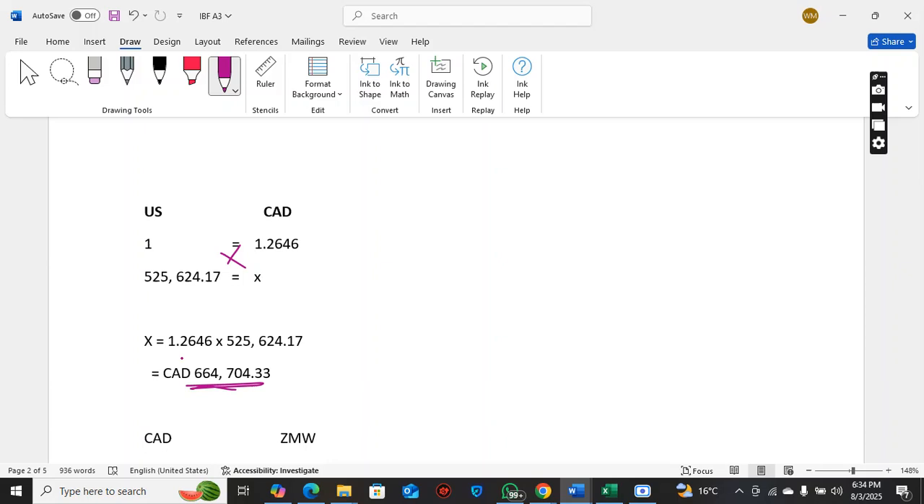So just confirm with your calculator when you multiply these two. You should get this figure here, 664,704.33. Any questions before we go to the next part?